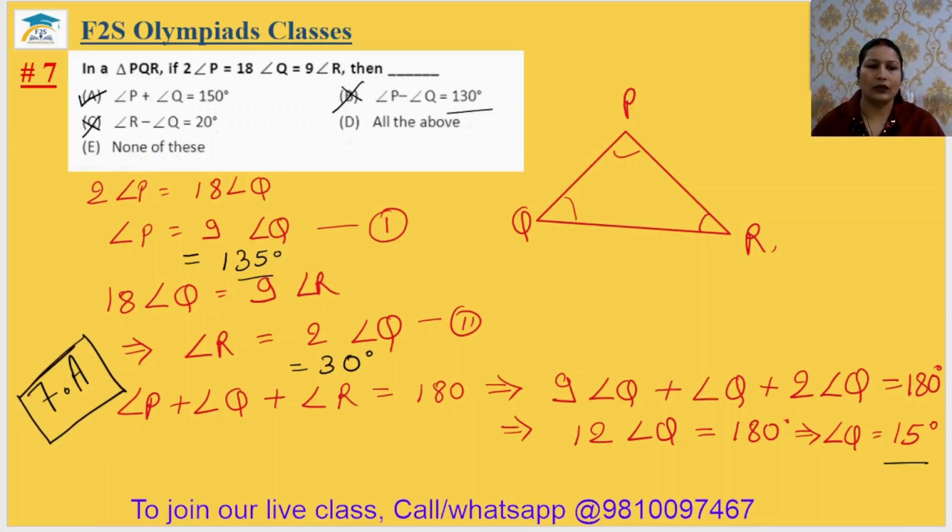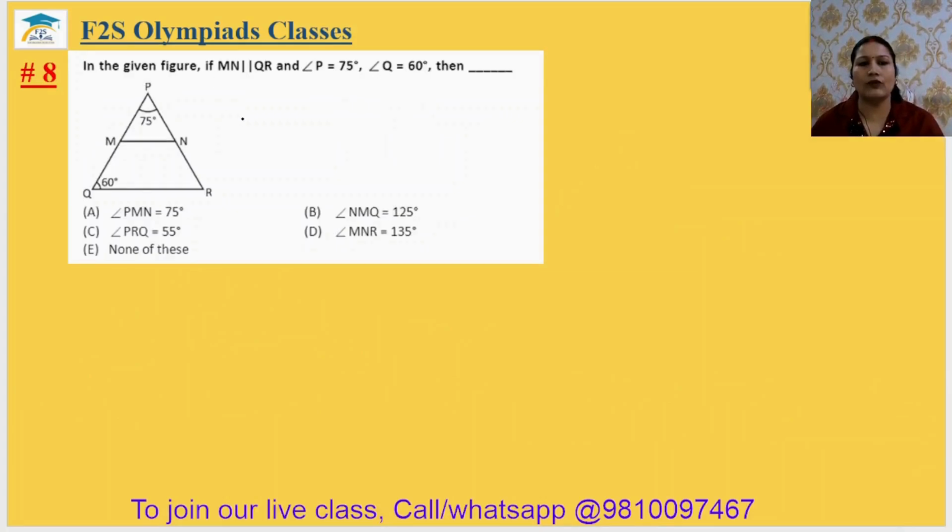Okay. Come to the question number 8. In the given figure, if MN parallel to QR, angle P equal to 75 degree, angle Q equal to 60 degree. Then first find all the angles. Actually, PMN is parallel to QR. So this is 60 degree. So this should be 120 degree. Why? The interior angles between the two parallel lines on the same side.